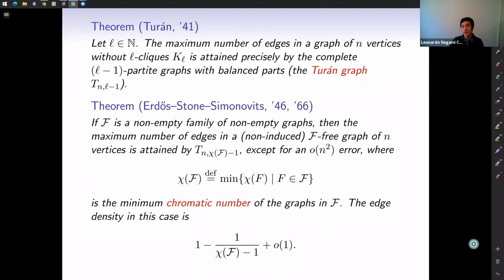This theorem is quite impressive. At some point, it was called the fundamental theorem of extremal graph theory. That's how important this theorem actually is. Now, let me talk also about a different theorem, a different direction where you can generalize this Turán's theorem.